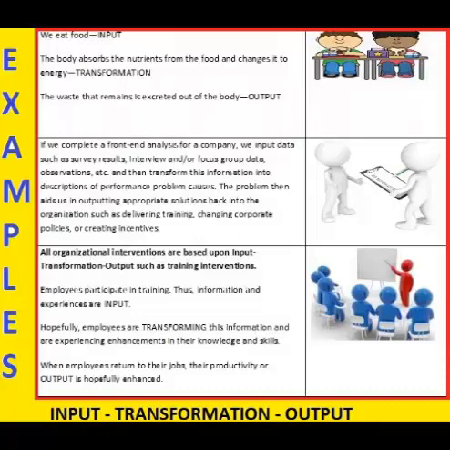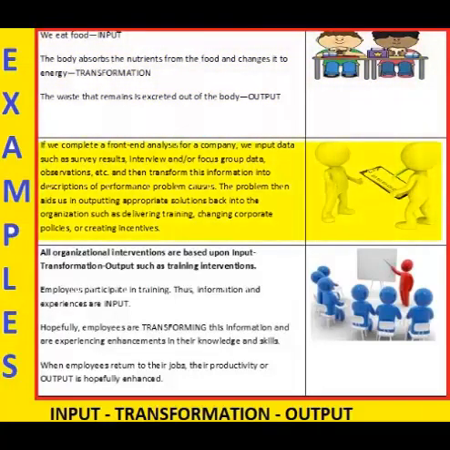So first off, when we eat food, we're inputting, whether it be chocolate or sushi or steak or whatever your thing is. The body absorbs the nutrients from the food that you digest, and your body changes it to energy. It transforms the food. And then the remaining waste is excreted out of the body, and that is an output. Let's look at another example.